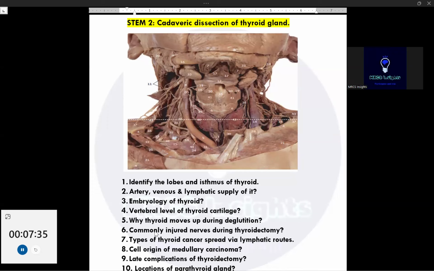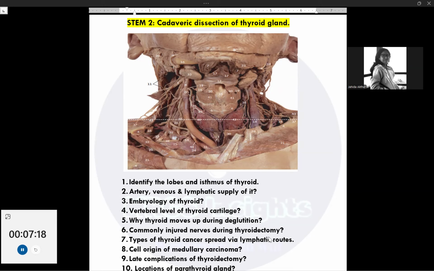Okay, what are the nerves commonly injured during thyroidectomy? The nerves commonly injured are the recurrent laryngeal nerve and the external laryngeal nerve. Okay, so when will the external laryngeal nerve be injured?